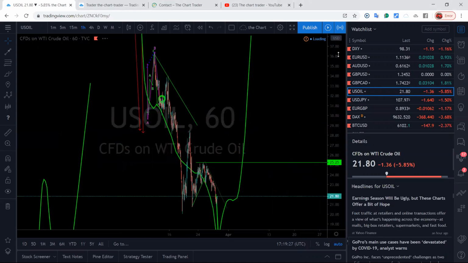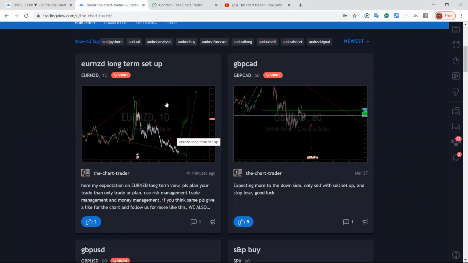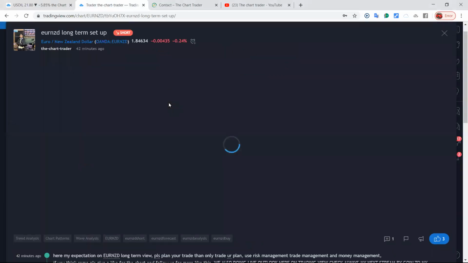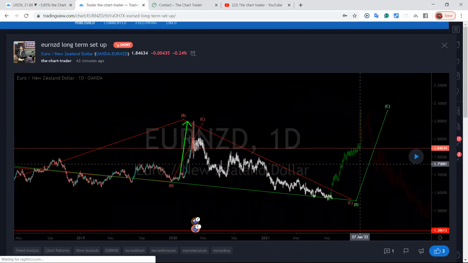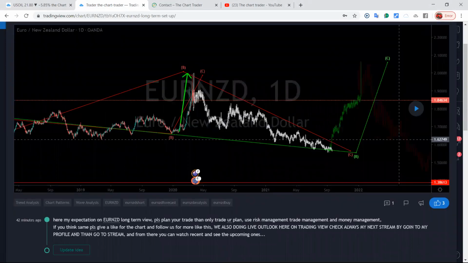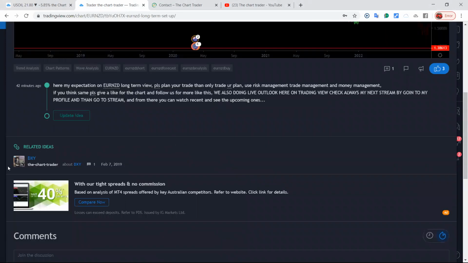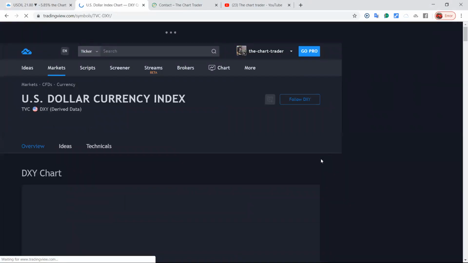Guys, by the way, if you're interested in the long-term forecast, I just uploaded the Euro-New Zealand pair on the long term, and from there you can see how I'm anticipating. I just put everything in there for you guys so you can see. And I'm expecting this, it's similar now to this one. Hopefully we can get the direction now.